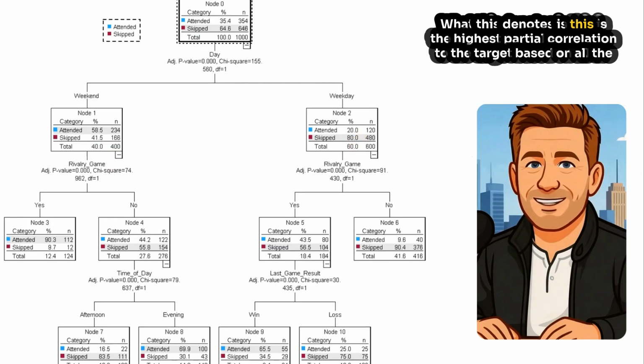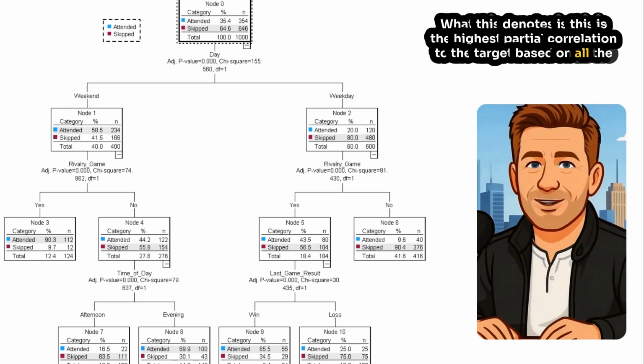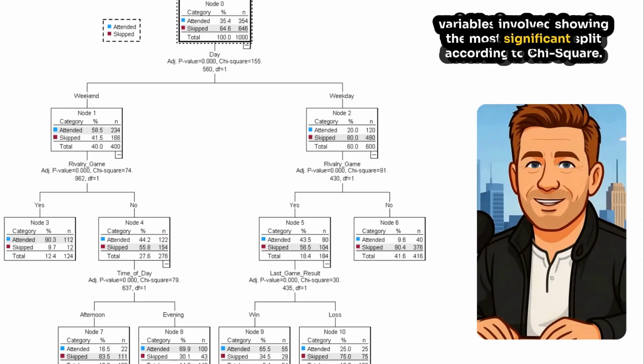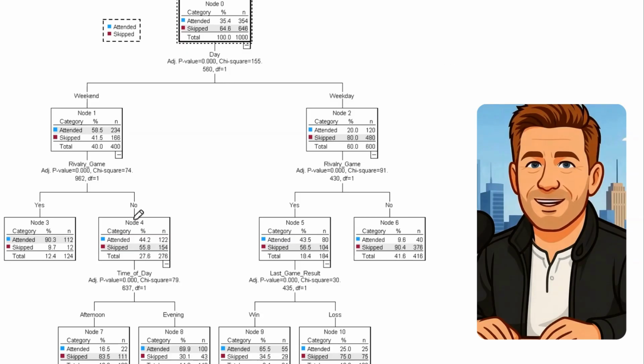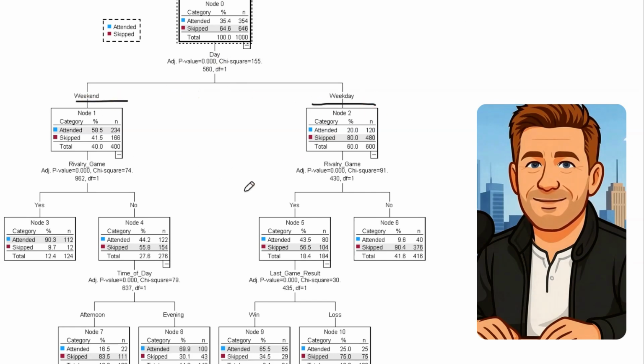What this denotes is the highest partial correlation to the target based on all the variables involved, showing the most significant split according to chi-square. The first split is day. Fans behave differently on weekends versus weekdays.